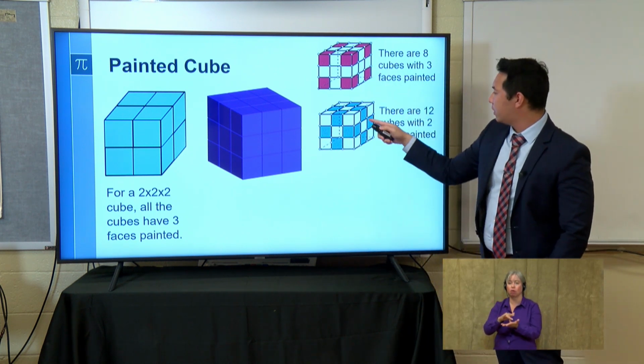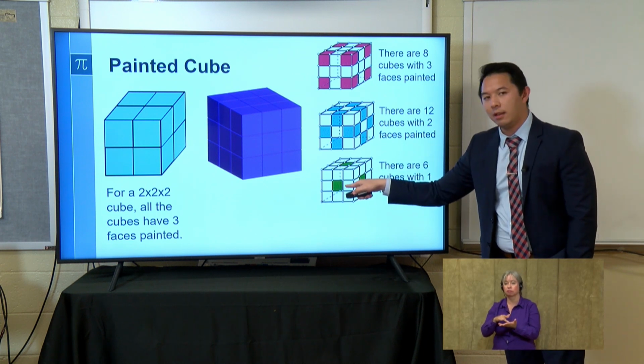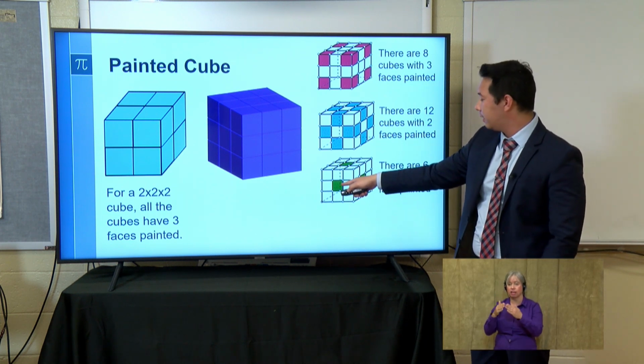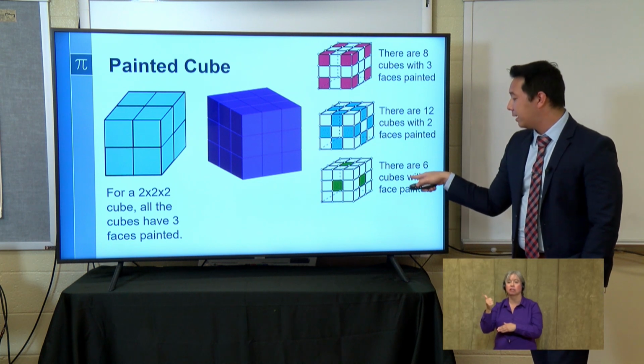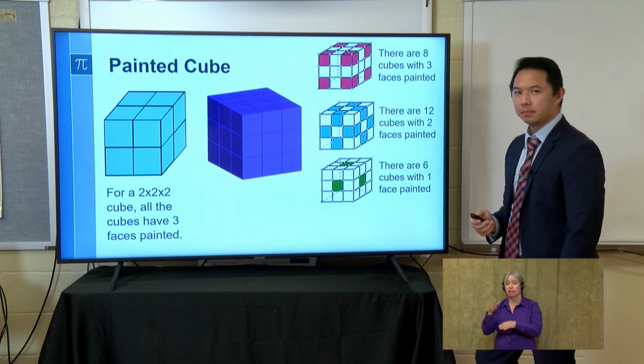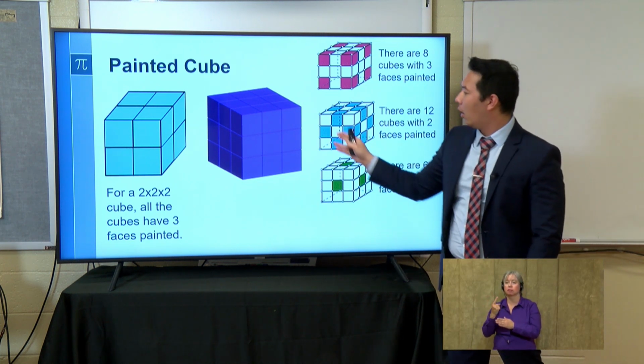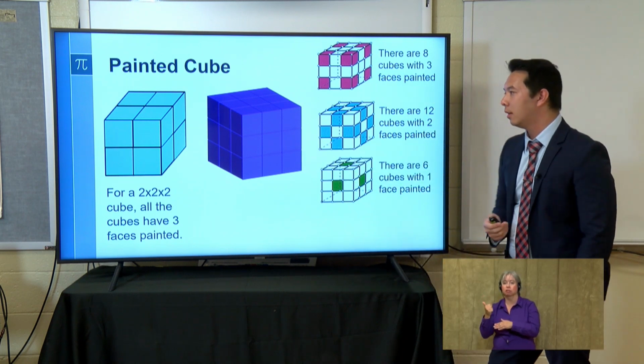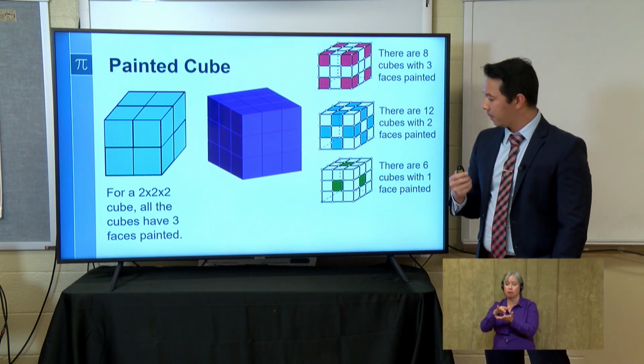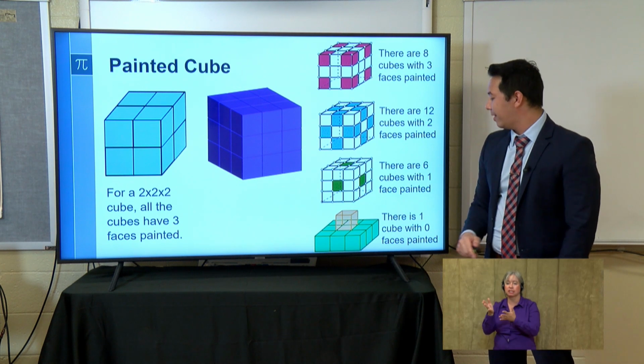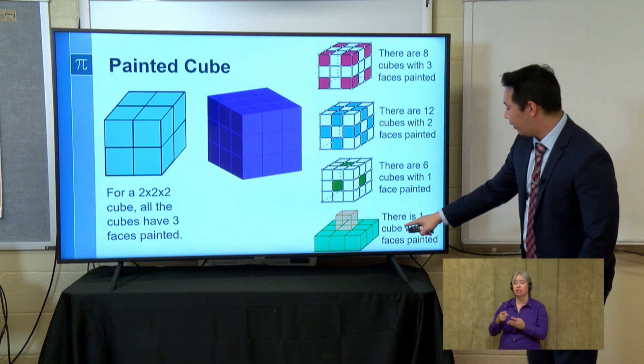If I remove the corners and the edges, that leaves us with the square in the middle of our faces, and that's going to give us 6 cubes with exactly 1 face painted. And then if I take away all of the cubes that have paint on them, we're left with this inner cube, and there's only 1 of those.